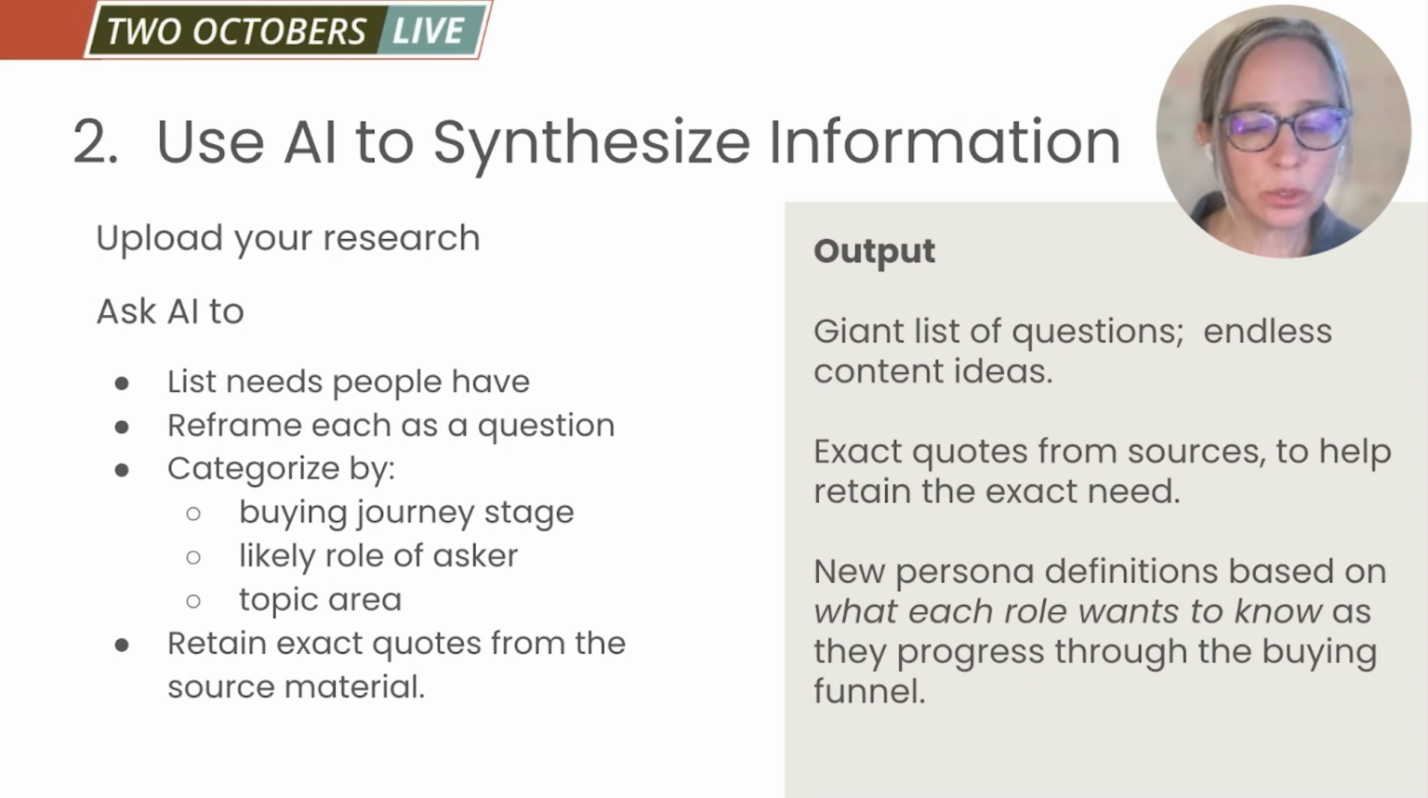What we've done is used all of that information to develop a new persona definition based on what each role wants to know as they progress through the buying funnel. So now instead of the traditional demographically oriented persona, we have a persona that says this type of buyer likes to know these kinds of things as they go through each stage in the buying process. And that has a direct map to how we want to develop messaging and content to connect with those buyers and help them make good decisions about our products and services going forward.